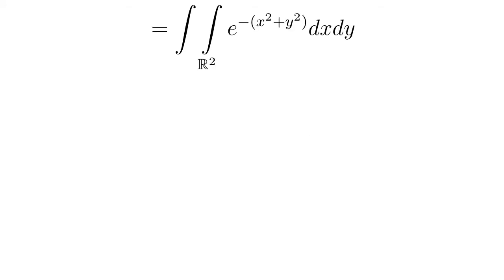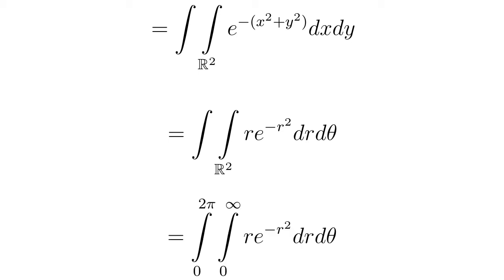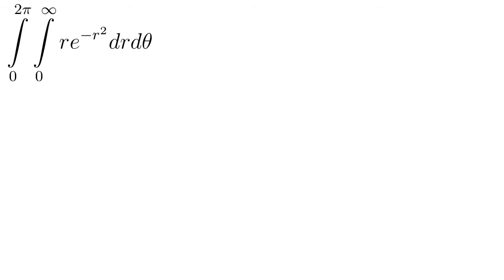This is now in a form that we can turn into a polar integral. The x squared plus y squared becomes r squared, and we multiply the integrand by r, the Jacobian. Now to change the limits of integration. We are integrating over the entirety of R squared. The way we can express this in terms of r and theta is putting theta from 0 to 2 pi and r from 0 to infinity. Finally, we have something we can actually integrate.